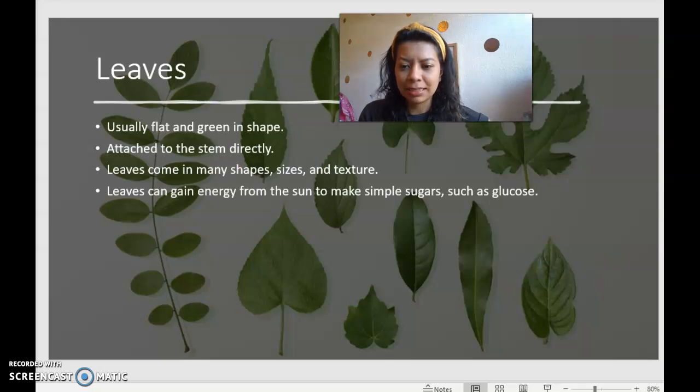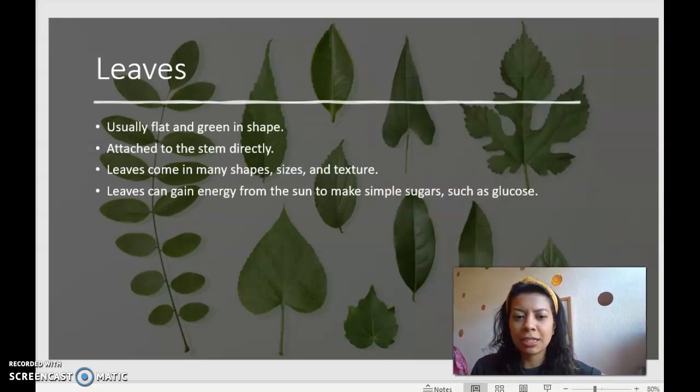Now let's discuss leaves. Leaves are usually flat and green. They are attached to the stem directly, and leaves come in many shapes, sizes, and textures. Leaves gain energy from the sun to make simple sugars such as glucose. Here we have long leaves. We have this one that looks like a heart. These almost have the same shape. And here we have this leaf that has 3 little points to it. So as you can see, many leaves look different, and I don't think any two leaves are the same.